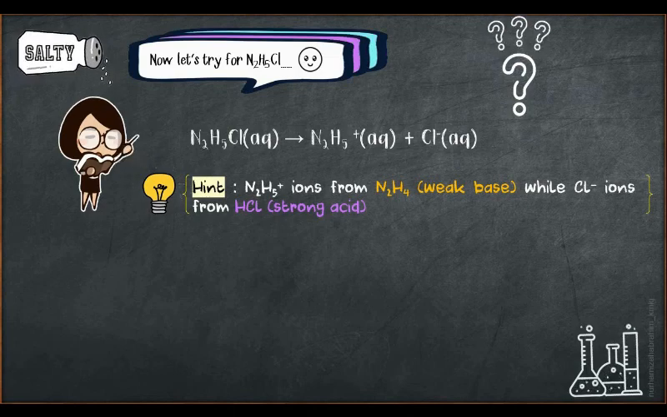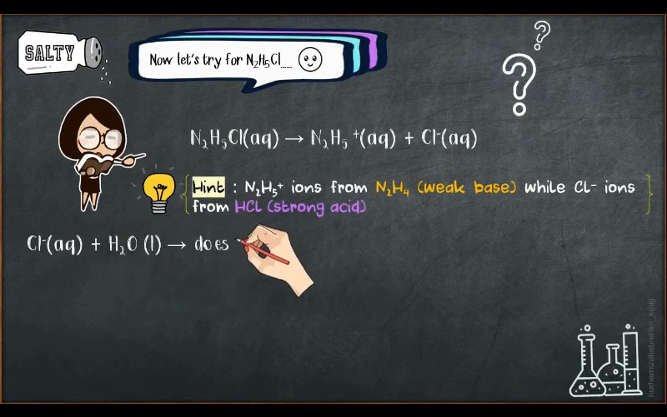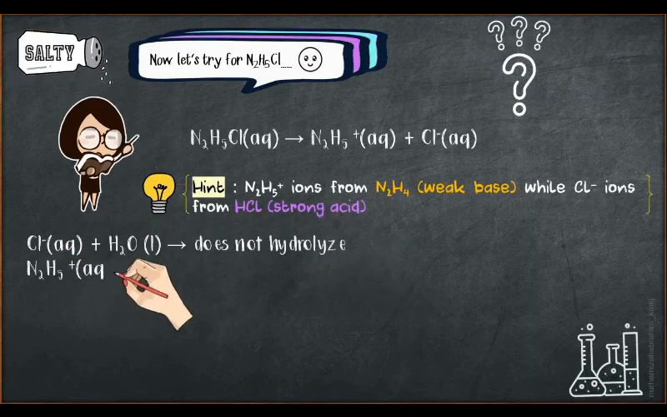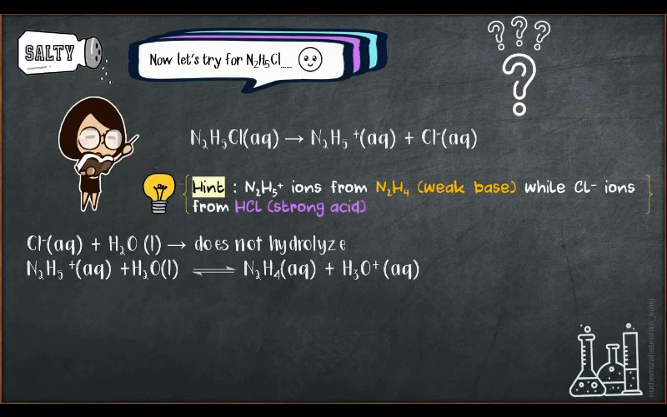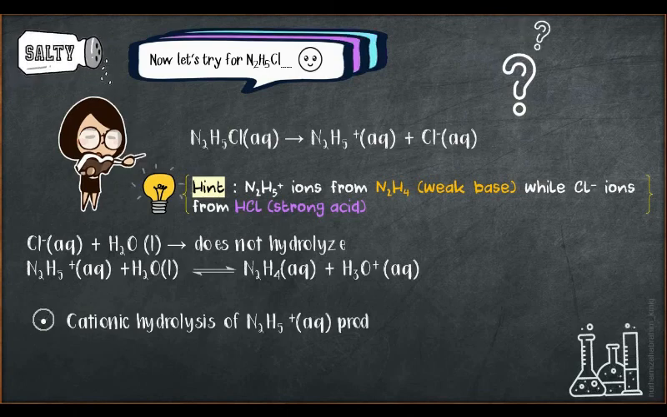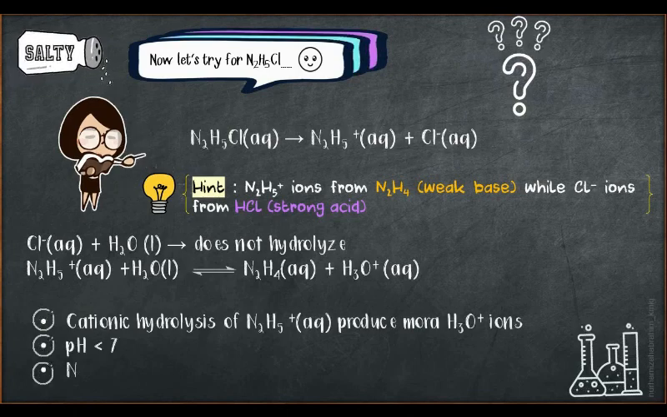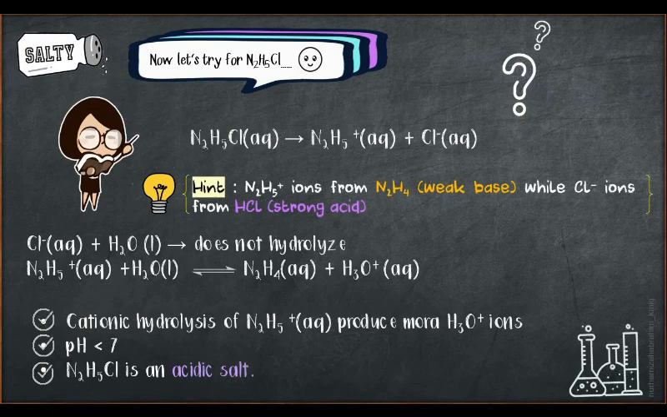Therefore, chloride ion does not hydrolyze with water. Only the hydrazinium ion will hydrolyze by donating its proton to water, and produce hydrazine and hydronium ion. As the cationic hydrolysis of hydrazinium ion produces more hydronium ion, H3O+, the value of pH becomes less than 7, which makes hydrazinium chloride an acidic salt.